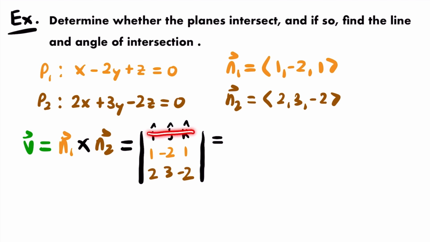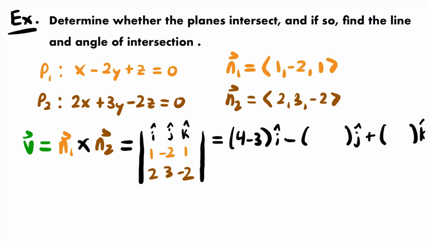We're going to cross out the row and the column that it's in and use the remaining 4 values to calculate a 2x2 determinant. So we'll have -2 times -2, which is +4, minus 1 times 3, which is 3. So we have 4 minus 3 times i, and we will subtract the second term multiplied by j, and then add the last term multiplied by k.